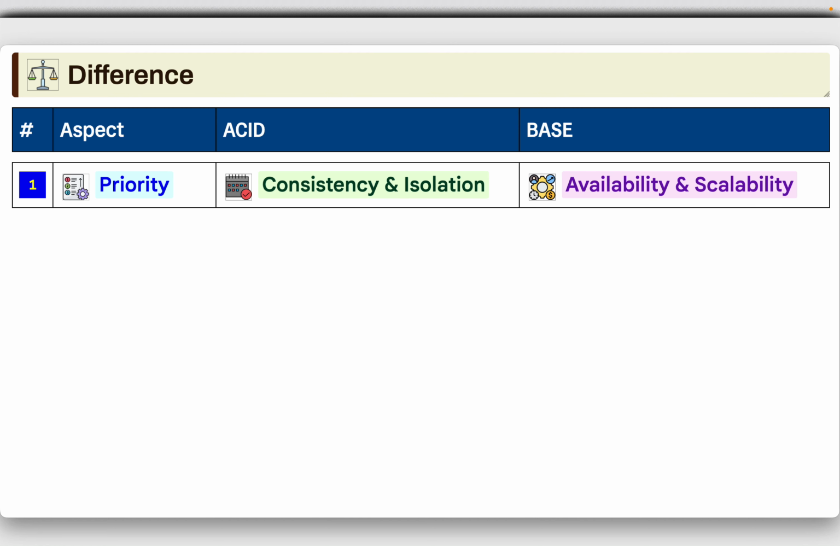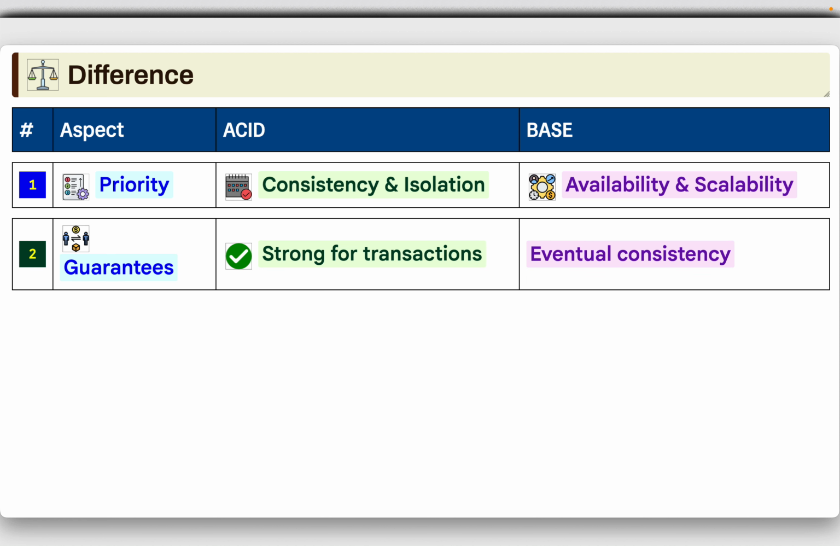So the priority for ACID is on consistency and isolation, but for BASE, priority is availability and scalability. Next is about the guarantees. So ACID will give strong guarantees for transactions, but BASE will give eventually consistent guarantee.